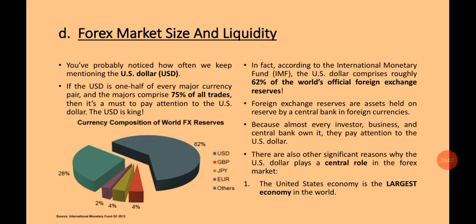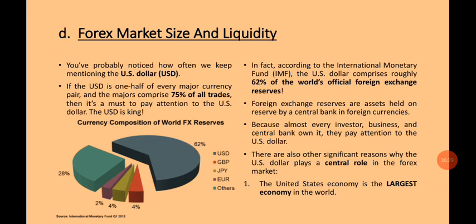You've probably noticed how often we keep mentioning the US dollar. If the US dollar is one half of every major currency pair, and the majors comprise 75% of all trades, then it's a must to pay attention to the US dollar. The US dollar is king. So, currency composition of world forex reserves. This is a pie chart showing the currency composition of world forex reserves. Again, the US dollar is king.